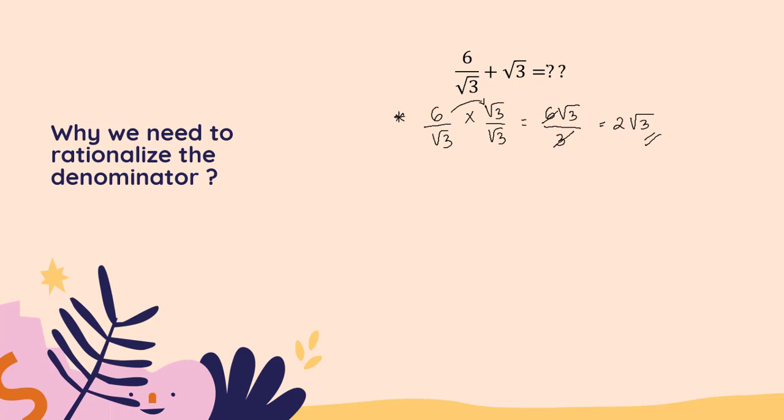And next is not the answer. You have to add with square root of 3. 2 square root of 3 plus square root of 3, because they have the same roots and they have the same number inside the roots, so you can write down 3 times square root of 3.